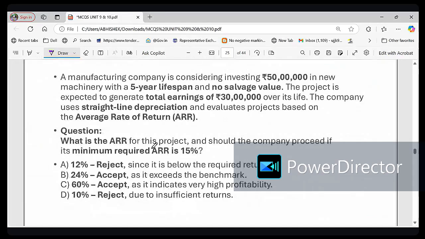Now let's look at this particular question. Again, one question based on ARR, right? This one is a little bit different. I think we have already discussed ARR. Let's come back to it. What is happening? A manufacturing company is planning to invest 50 lakh in a new machine, and the machine life is given as 5 years, with no salvage value. The project is expected to generate a total return of 30 lakh over its life, and the company uses straight line depreciation. So what is the ARR for this project?